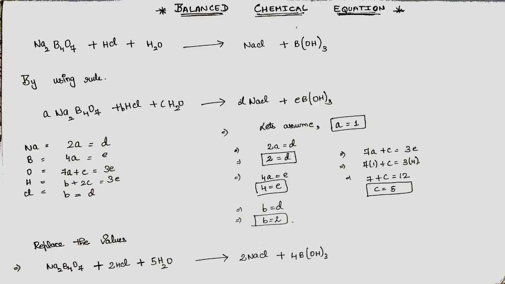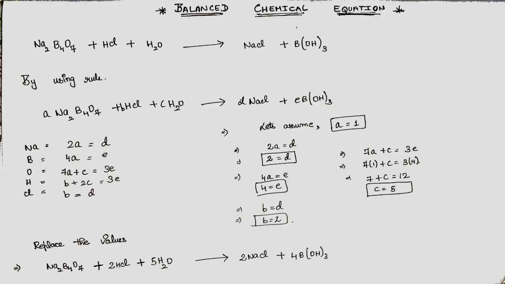So the remaining is C. For oxygen we wrote that 7A plus C equals 3E. So here replace the values of A and E. By doing that, you will get 7 plus C equals 12. So for finding the value, send 7 to the other side, and you get C as 5.